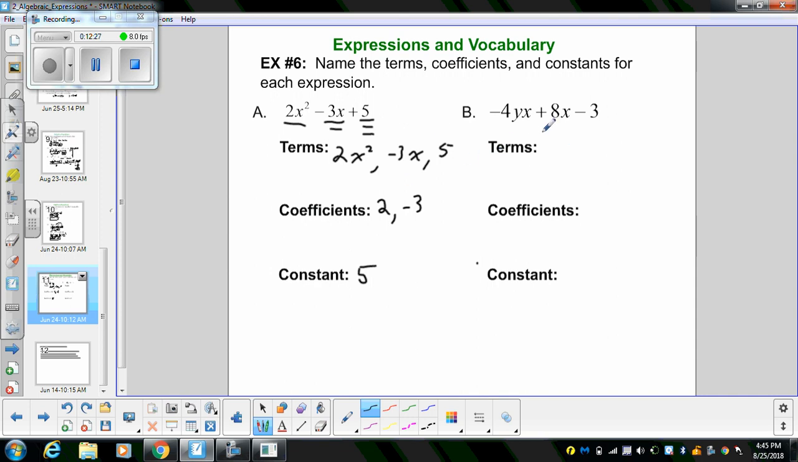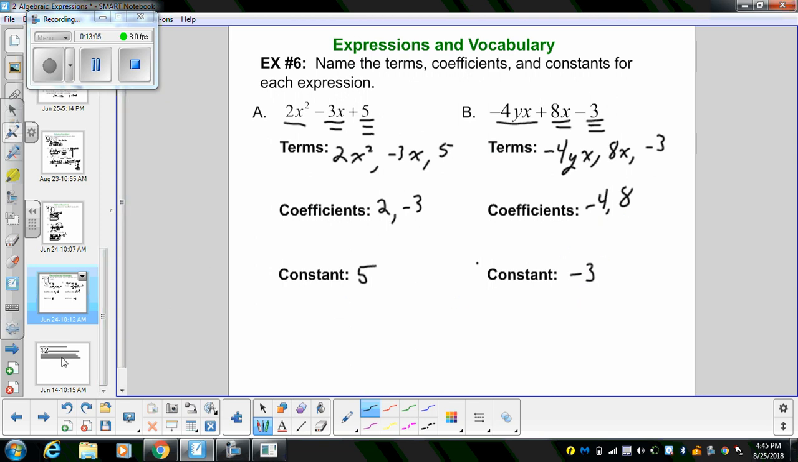Alright, so hopefully now that you've done B, let's see what our terms are. So we have this one, and this one. So they are negative 4yx, which is all one term, 8x, and negative 3. Again, remember the sign goes with the number. So my coefficients, again, are just the numbers in front of the letters. And since this is negative, it is negative 4 and 8. And then my constant, again, is the number that does not have any letters, which would be negative 3.